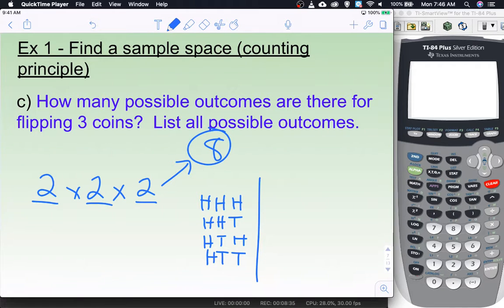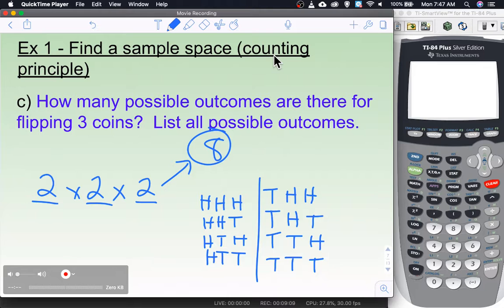Then tails, ooh, that was supposed to be a tails. Tails, heads, heads, tails, heads, tails, tails, tails, heads, tails, tails, tails. So that's every possible combination of flipping those 3 coins. There's 8 of them. There's 2 options for the first one, 2 options for the second, 2 options for the third. You multiply those options together, giving you 8 possible outcomes. And this is known as the counting principle.